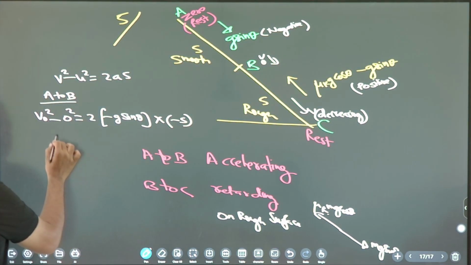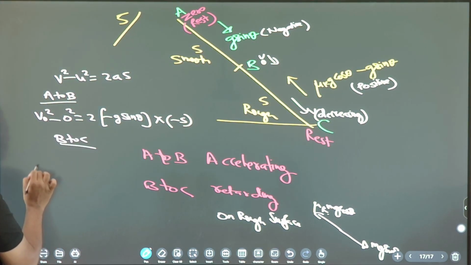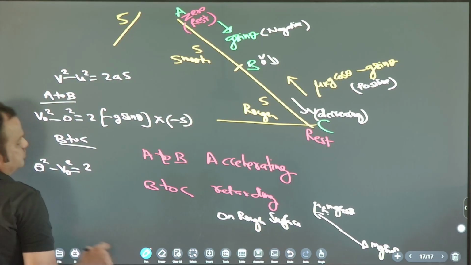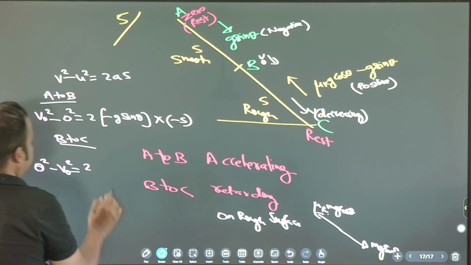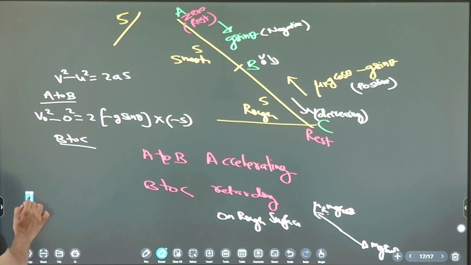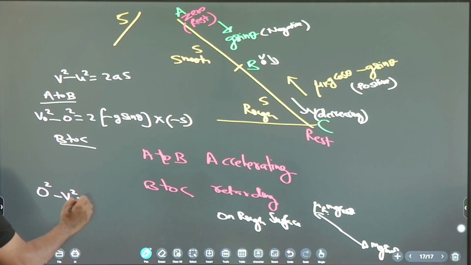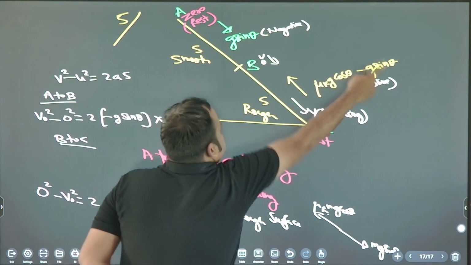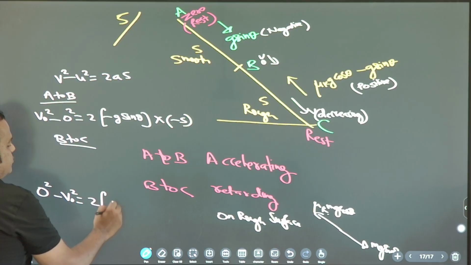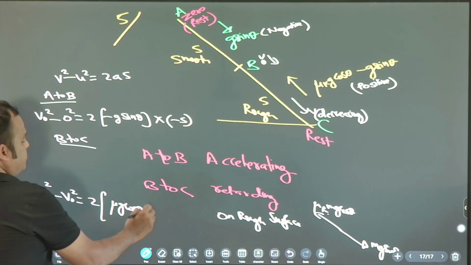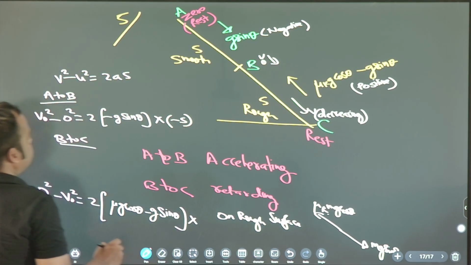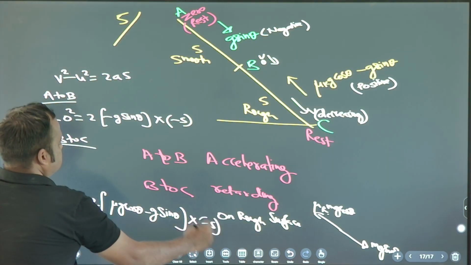Now B to C, what do you write? 0 square minus v naught square is equal to 2a. What is a? Positive, this minus this: mu g cos theta minus g sin theta, into s. Now divide these two.